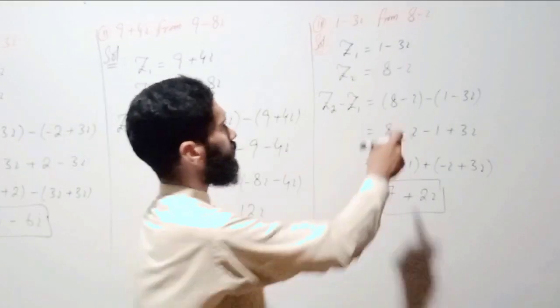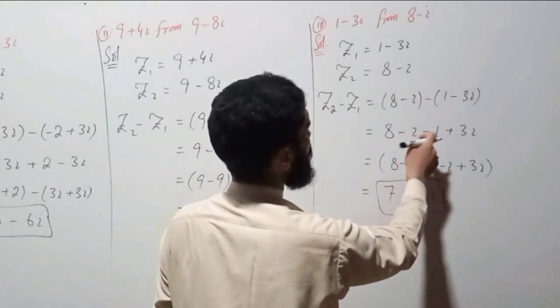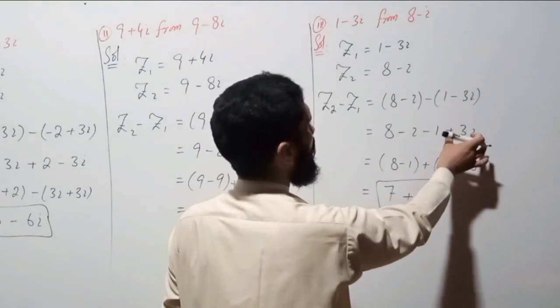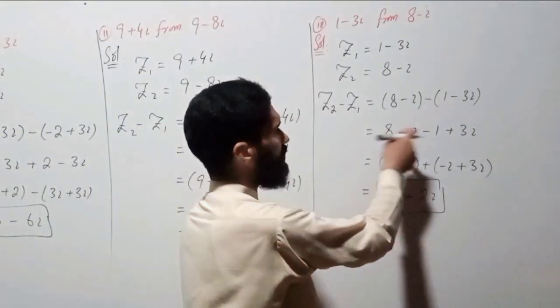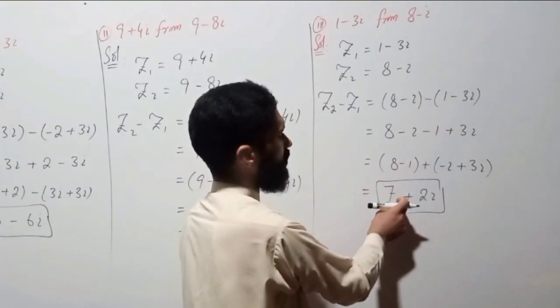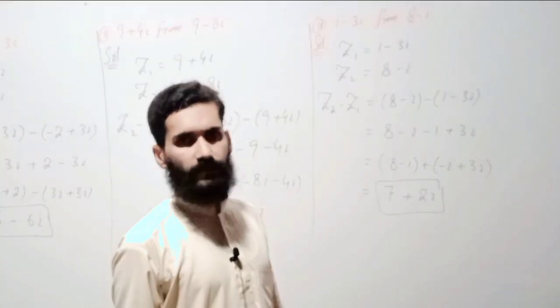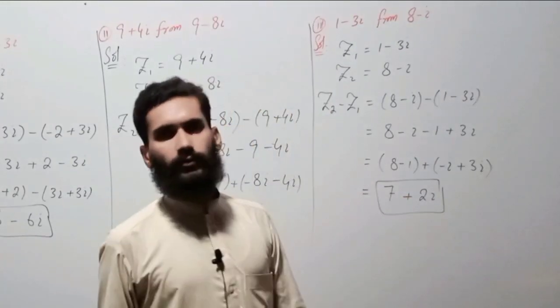Z2 minus Z1 is 8 minus iota minus (1 minus 3 iota). The minus sign changes the signs: minus into plus 1 and minus into minus plus 3 iota. Imaginary part with the imaginary part, real part with the real part: 8 minus 1 gives 7, and negative 1 plus 3 gives positive 2. The required result is 7 plus 2 iota.